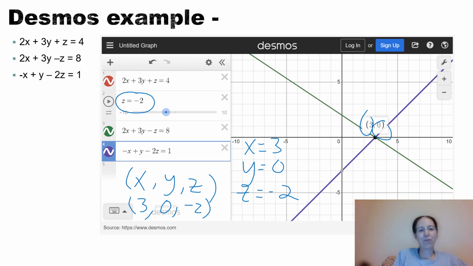Okay, it's pretty cool, and it's actually a really efficient way to do a problem like that, because the algebraic way is actually pretty awful. It's pretty involved.